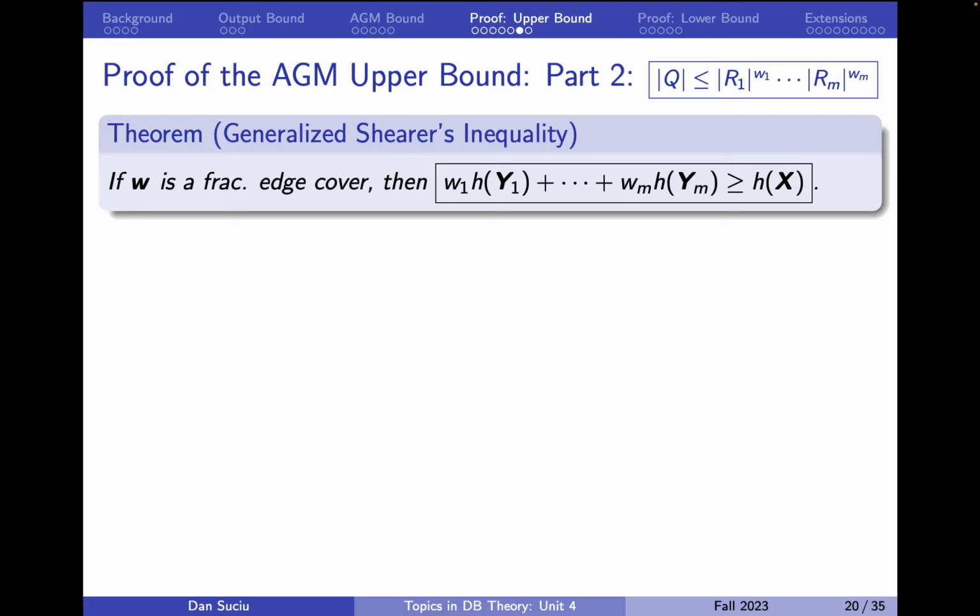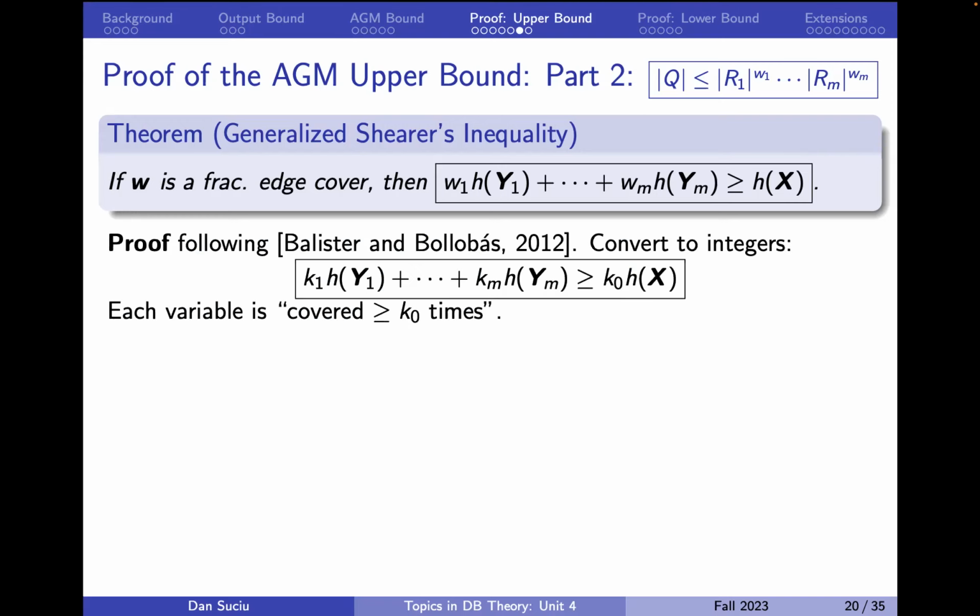Okay, so let's prove it. First thing I want to do is convert these W's, which are rationals, to integers. This means that I need to multiply with the least common multiplier, and I get a number on the right hand side. Now all the coefficients here are integers. Since initially the W's formed a fractional edge cover, for each variable, the sum of the W's that contain that variable is greater than 1. Now each variable will be covered at least k0 times. Remember in the triangle query, each variable like x occurs twice. Now each variable like x or y or z will occur at least k0 times.